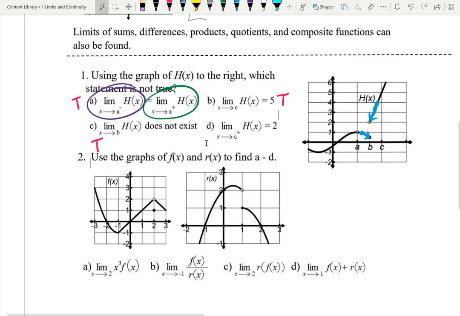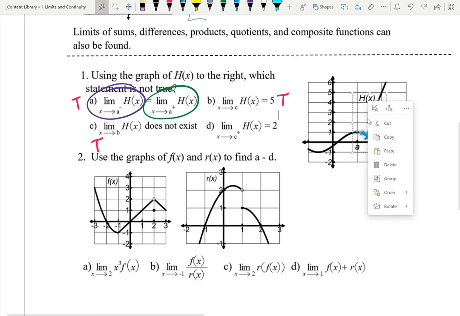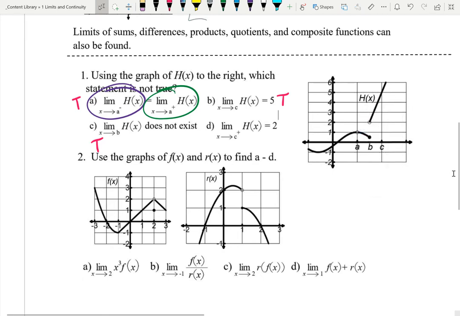And then finally, does the limit as x approaches c from the right equal 2? Same thing. Here's c right here. I'm going to go to the right of c, and I'm going to head back towards the x value of c on the graph, and I look to be pointing at a height of 5. And in fact, we already knew from part B that the limit as x approaches c is equal to 5. What that means is both the left and the right have to be 5. This one is false.